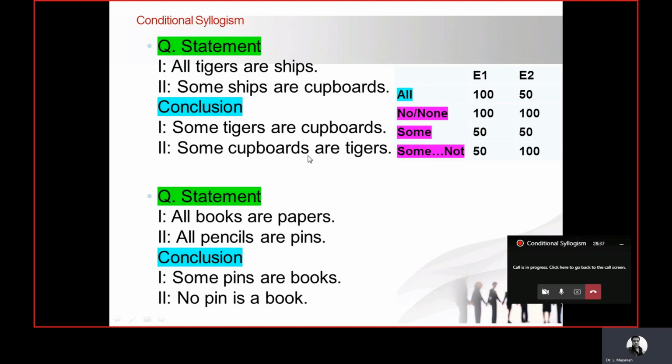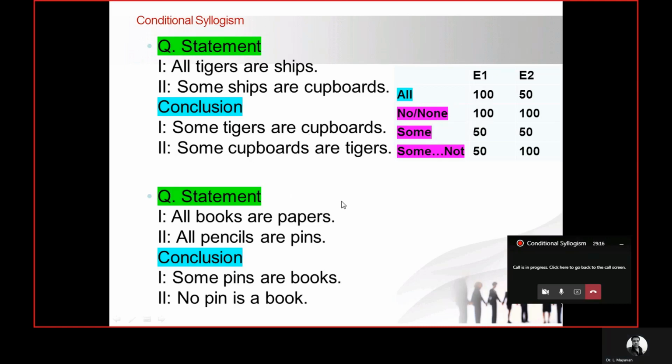Conclusion 1 can be a valid conclusion. And some cupboards are tigers. Cupboards 50. There also 50. Tigers 50. There it is all, 100. So it is lesser than the income. So income must be greater than the expense. So it is valid. Both conclusions 1 and 2 follow. So your answer is E. That is, if both conclusions 1 and 2 follow, you choose E.